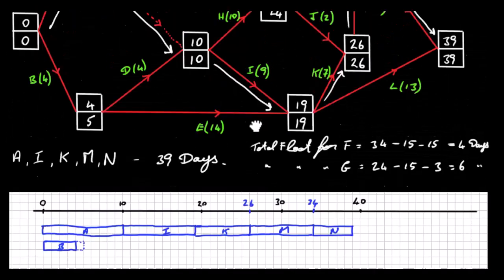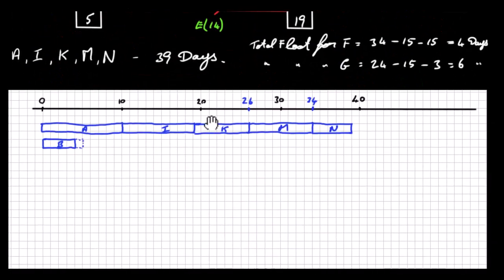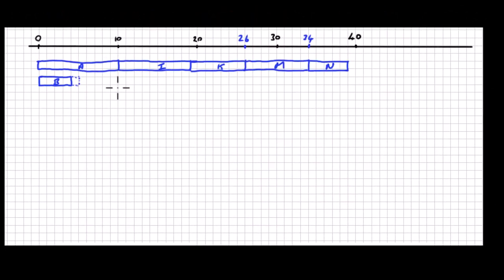Let's have a look at C then. Well, C is along here. It starts at 10, it has a duration of 5, and it has a float time of 19 minus 10, which is 9, 9 minus 5, which is 4. So it has a float time of 4 days. So we're going to start at 10 and go out 5 days to 15. I think that's correct. 1, 2, 3, 4, 5. There's 15. So this is C, and it has a float of 4 days.